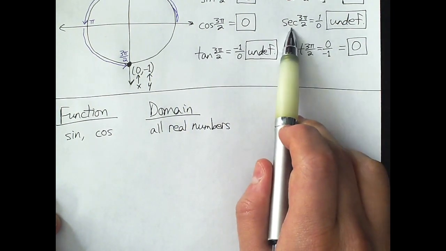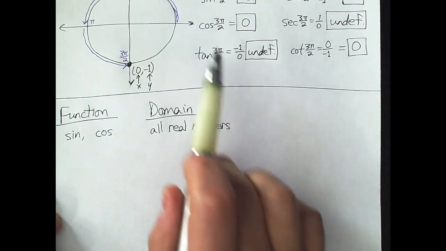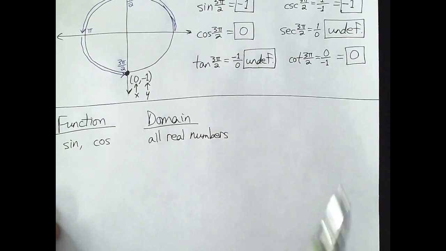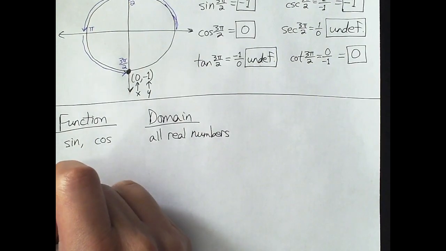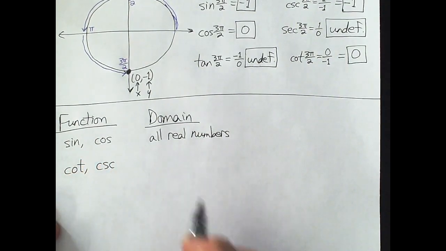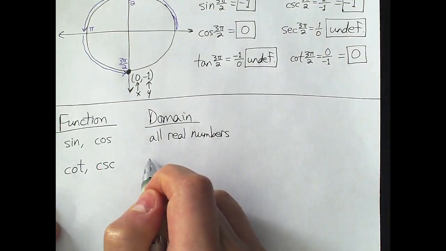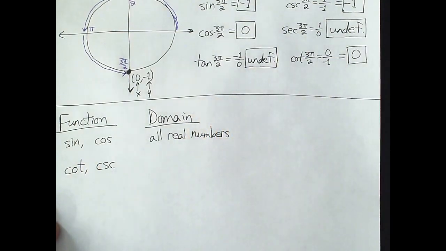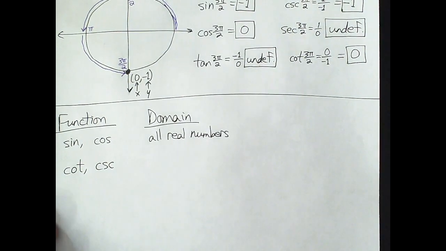3 pi over 2 is not in the domain of secant. There's going to be some stuff that's not in the domain of the other ones also. So I'll tell you what the pattern is. Cotangent and cosecant. They've been defined so far in the examples we've done, but we said that for cotangent and cosecant, we want y to not be 0.